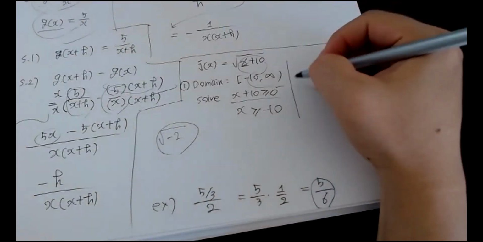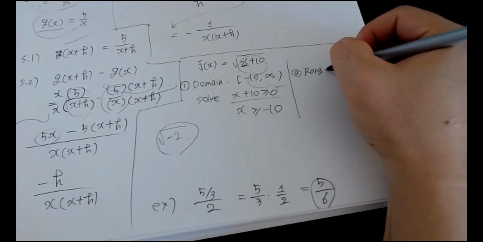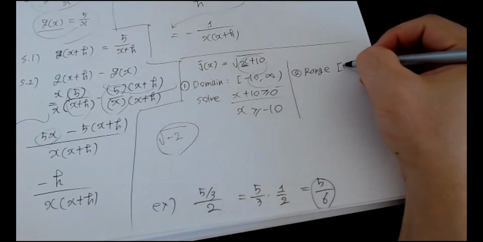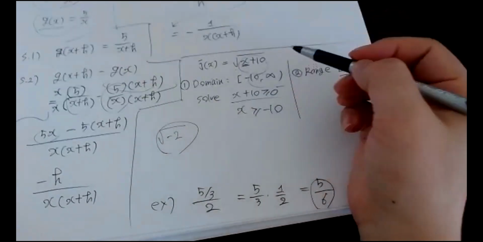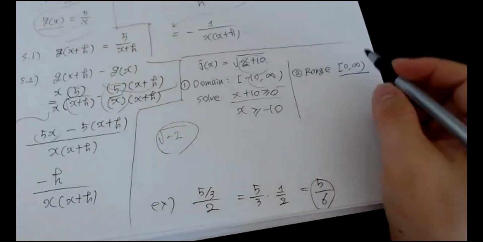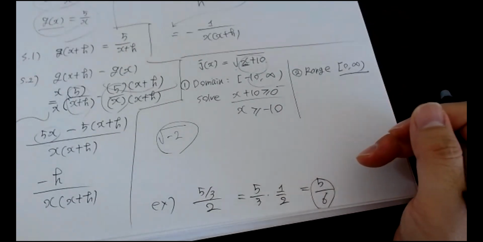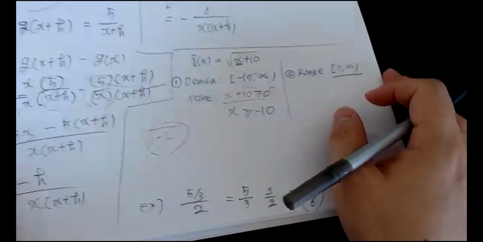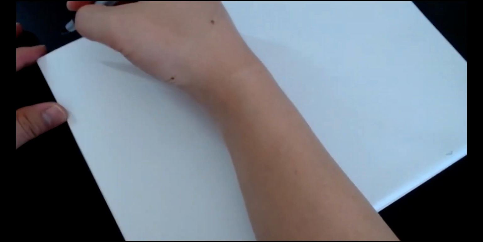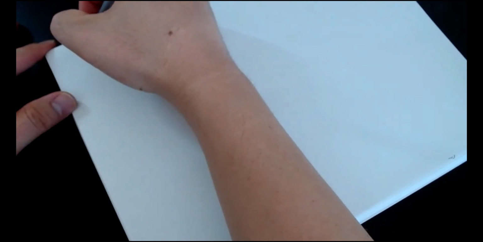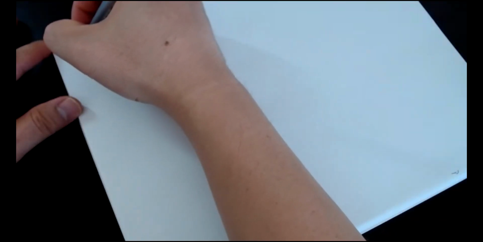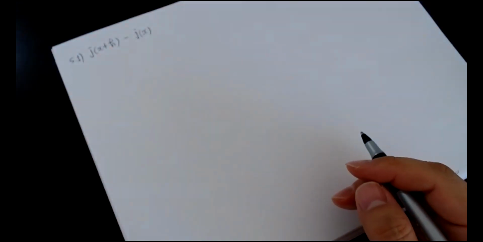Now the range is simply 0 to infinity. The square root of x plus 10 can be 0 when x is negative 10, right? So keep this in mind. And now back to the problem. Find the difference quotient. So let's see, j of x plus h minus j of x, right? So step 1, we find j of x plus h minus j of x.